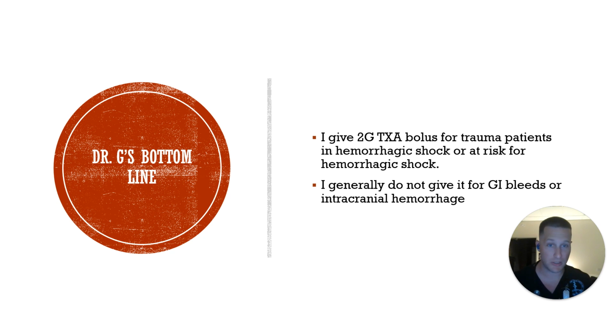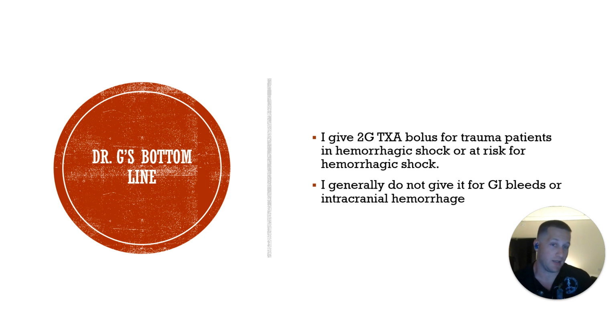I believe CRASH 3 looked at GI bleeds, or maybe CRASH 3 looked at intracranial hemorrhage. I can't remember. I think maybe it was intracranial hemorrhage. But there were some studies on TXA for GI bleeds and intracranial hemorrhage, and it does not seem to be beneficial for those. There was some sub-analysis on those that got a little squirrely and maybe too complicated to apply clinically, and so I don't give it for GI bleeds or intracranial hemorrhage unless a trauma surgeon just bosses me around and tells me to do that.